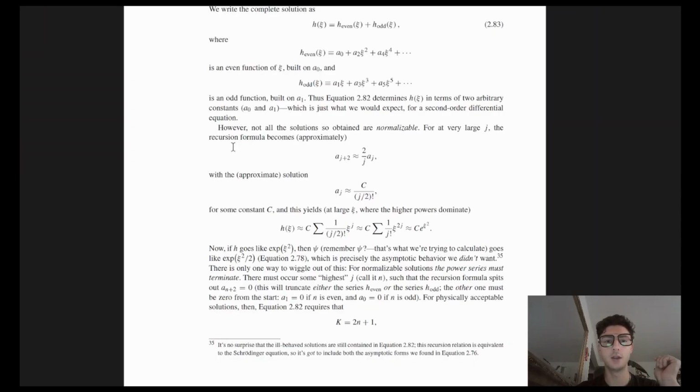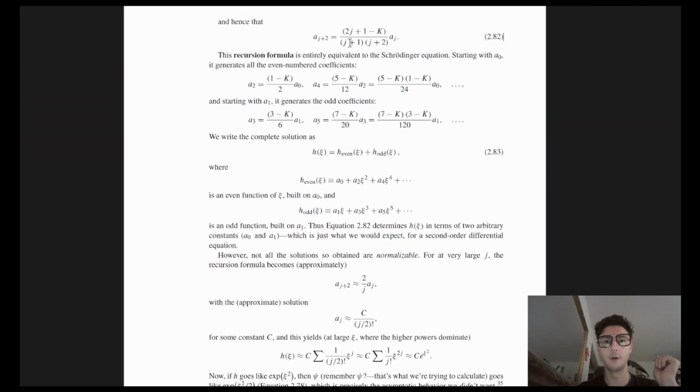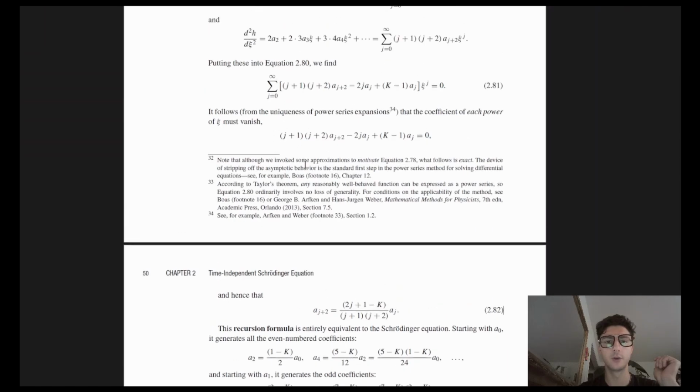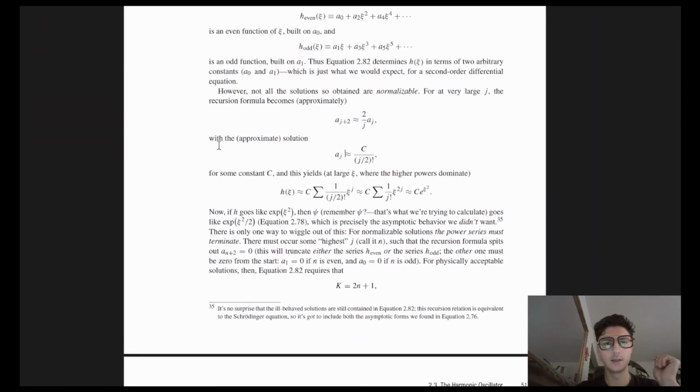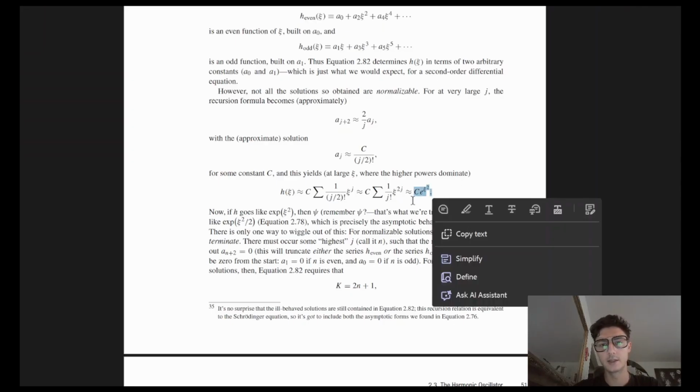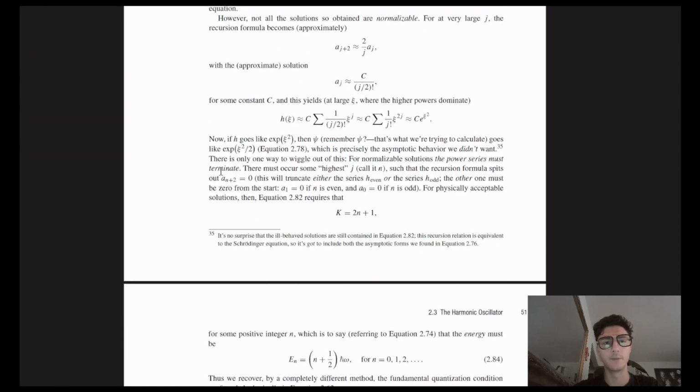For very large j, the recursion formula becomes approximately this, because the series goes from j equals 0 all the way to infinity. So at very large j, he says this recursion formula simplifies to this. And with the approximate solution, a_j is approximately equal to some constant c over (j/2) factorial, and this yields at large xi, where the higher powers dominate, this e to the xi squared, and this thing blows up to infinity.